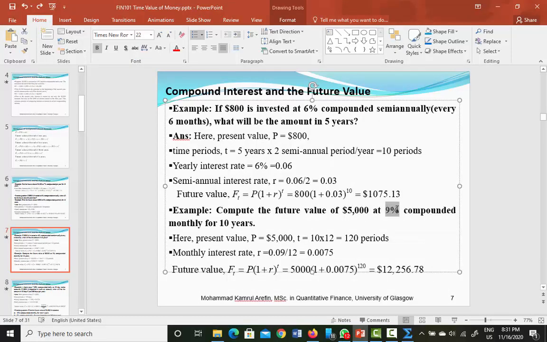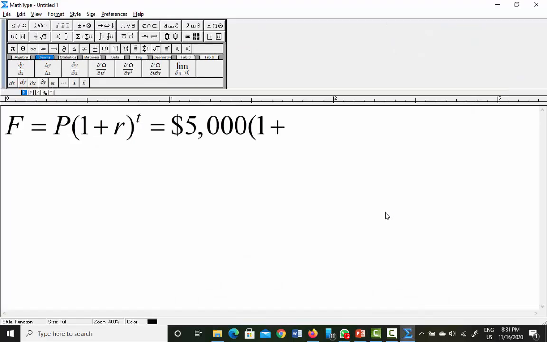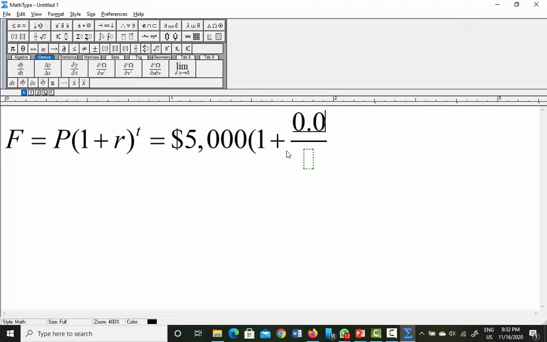That's the annual rate, but compounded on a monthly basis. Since the interest will be compounded monthly, and in a year we have 12 months, this is the yearly rate, so we need to get the monthly interest rate. If you divide it by 12, we will get the monthly interest rate. That means 9% divided by 12. So 9% means 0.09 divided by 12, bracket close, power.